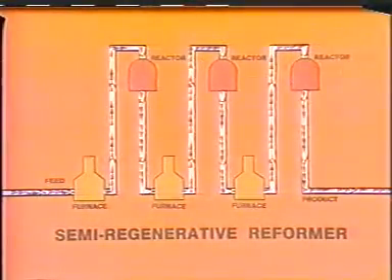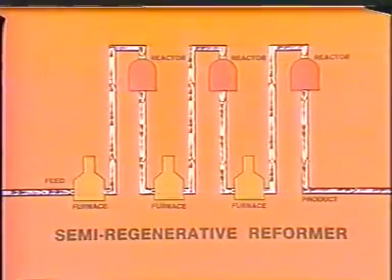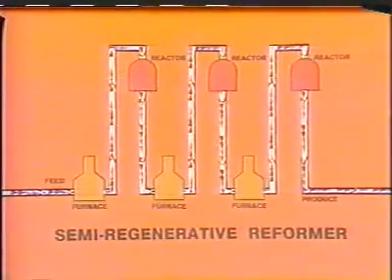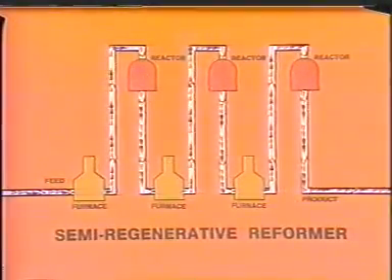The first type of unit is called a semi-regenerative reformer. With this type of reformer, the reactors run several months or more between regenerations. When the catalyst needs cleaning, the entire unit is taken off stream so that all of the catalyst can be regenerated at the same time. The main disadvantage of this method is that a complete shutdown is required to clean the catalyst.